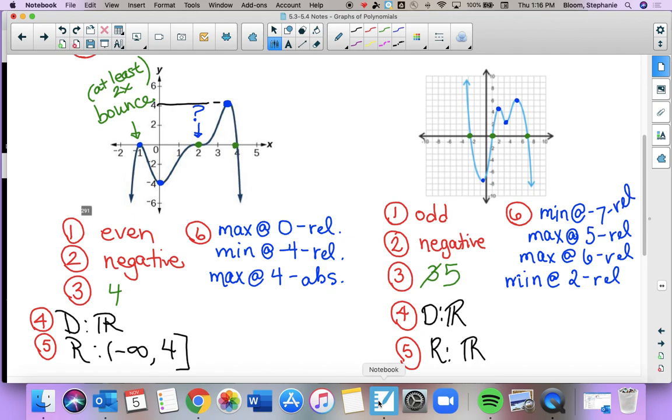Now, does it have to turn 5 times? It doesn't, right? So could the degree be 3? Yes, it could. So keep that in mind. 5 would make more sense in this picture, but I would count 3 if you put 3. But pay attention to your turning points.